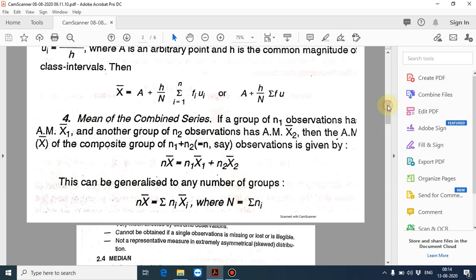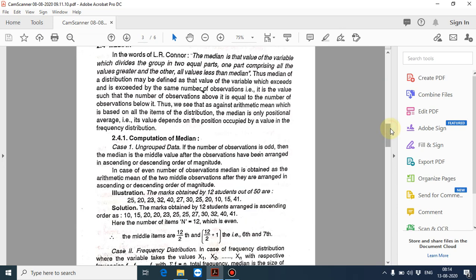Now you see median. What is the meaning of median? Median is that value of the variable which divides the group into two equal parts. One part has values greater than the median and the other has values less than the median. Thus median divides the group into two equal parts, one part comprising the values greater and the other less than the median. That's all. Understand, okay? That is called median.